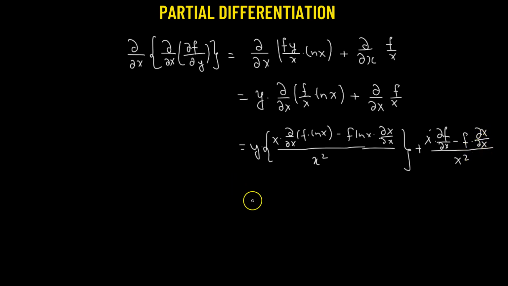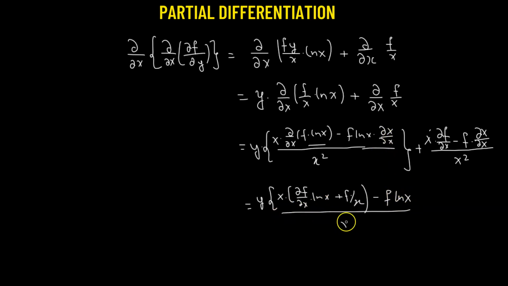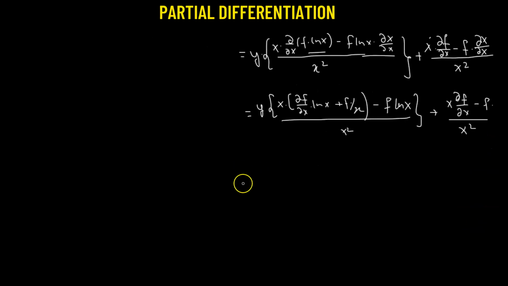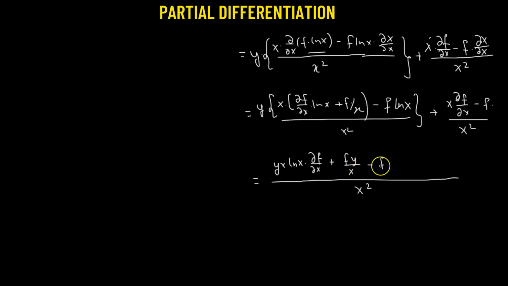So this is going to give us y multiplied to, here we'll apply the product rule. So we have x times, we have partial of f with respect to x times log of x plus f times partial of log of x, which will be simply 1 over x, minus f times log of x, partial of x with respect to it. So that's going to be 1 whole divided by x squared plus x times partial of f with respect to x minus f times 1, partial of x with respect to x is 1, divided by x squared. Means this gives us, we can take x squared as the common denominator. So we have x squared. So in the numerator we have y times x times log x multiplied to partial of f with respect to x plus fy divided by x minus fy times log x. This will be added to, we have x times partial of f with respect to x minus f.